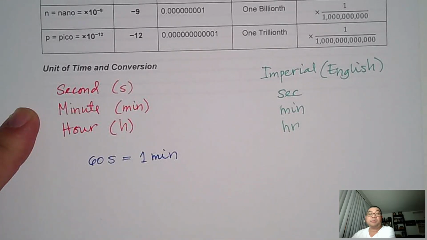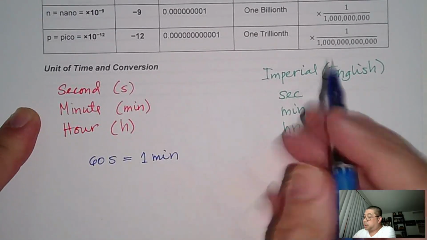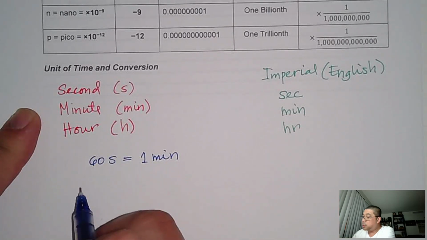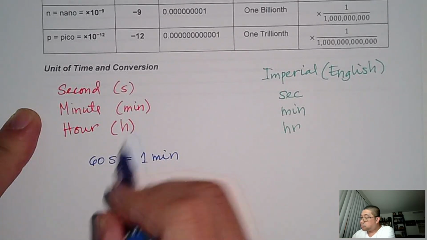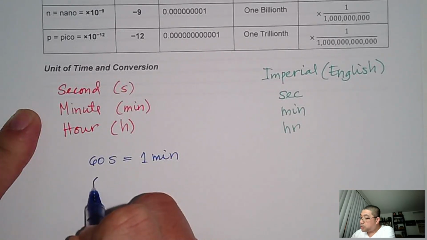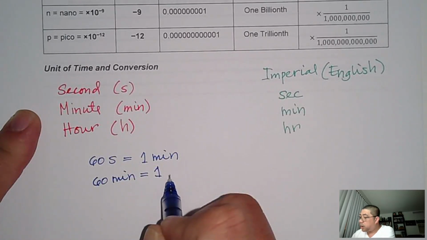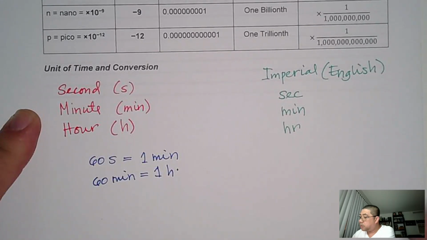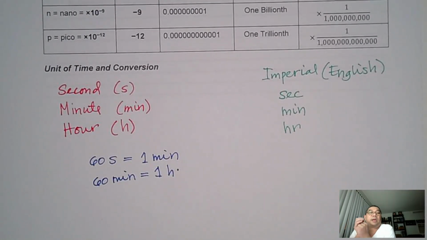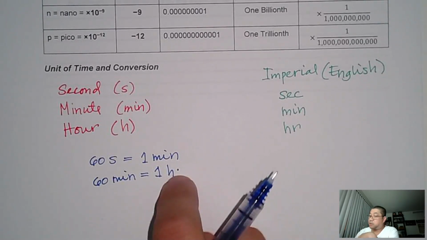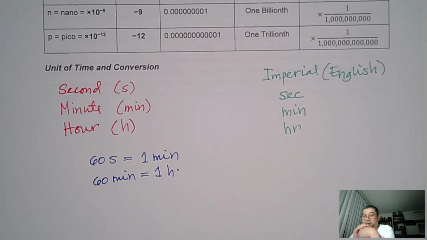So we're all familiar with this. And then if I say 60 minutes, that is equivalent to 1 hour. Okay, 1 H. 60 min is 1 hour. I just accidentally put a dot, that's not part of the notes. So 1 hour is 60 minutes, 1 minute is 60 seconds.